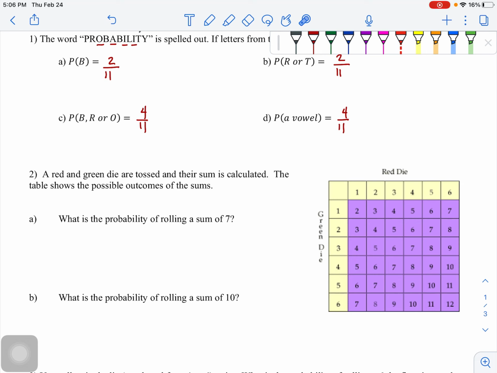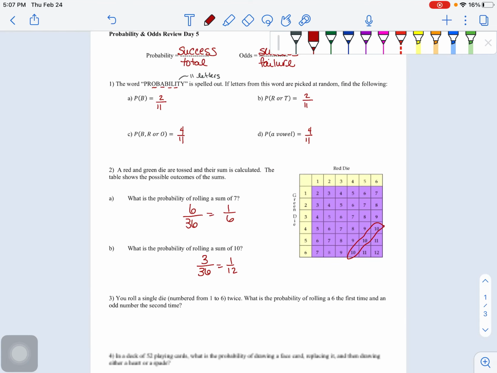Okay, so what's the probability of rolling a 7? Well, how many 7s are there? There's 6 ways to get a 7. And if you counted all of the purple boxes, there's actually 36 purple boxes, which is 1/6. Okay, let me erase my circle here. Now I want the probability of rolling a sum of 10. Well, there's only 3 boxes that have a 10, still 36 boxes, which is 1/12.